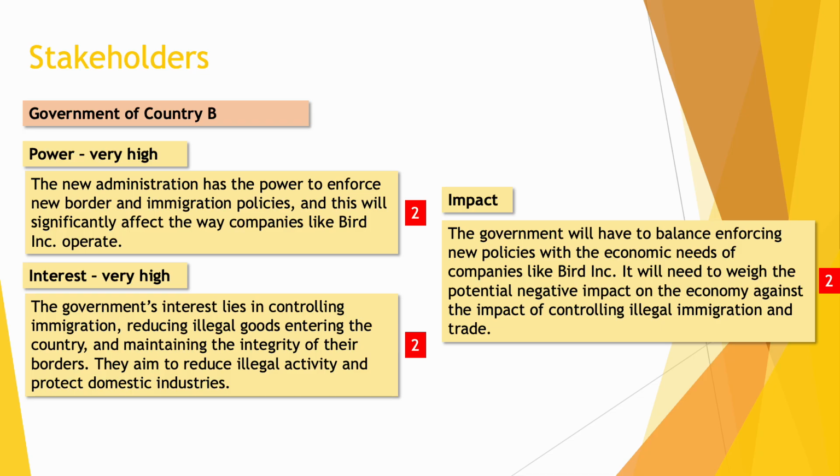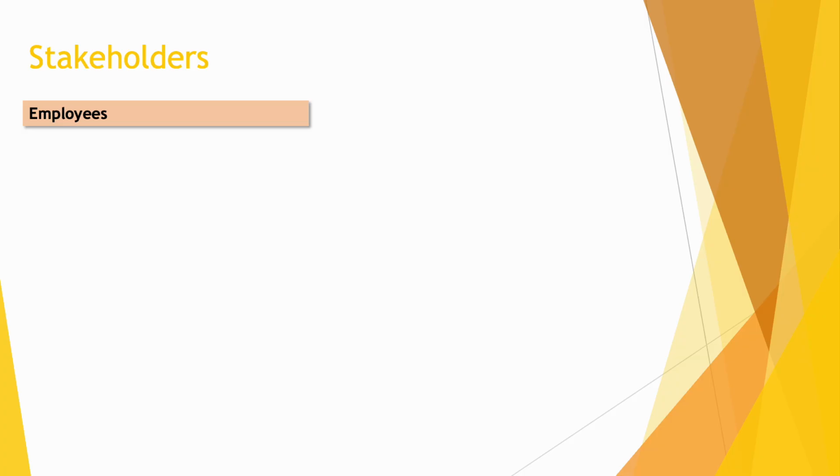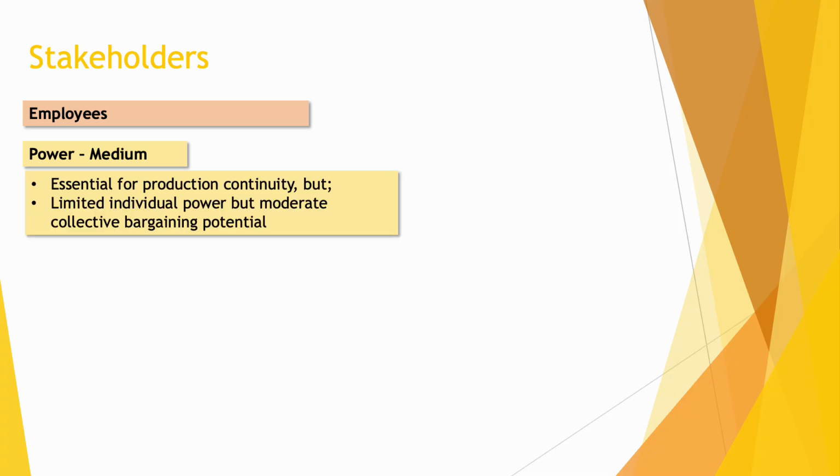Next up, probably one of the more obvious ones we have here is employees. Now, their power is likely to be medium, I would say, for this one. You might have argued this. Don't forget, there isn't really a right answer as such. The reason I thought this one was medium is because they are essential for production continuity. But there's no evidence that they bargain collectively. There's no evidence that they have individual extra special skills that make them really powerful. So you need them. They are important. And losing a load of them could well be very disruptive. But whether they've got actual direct power or not, I think is debatable here.